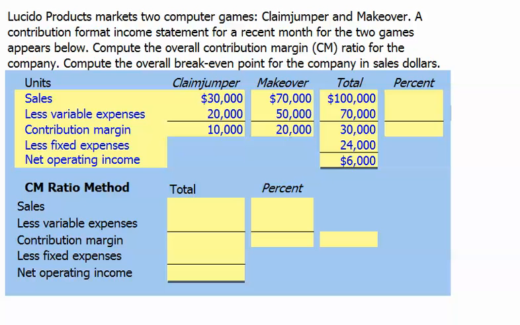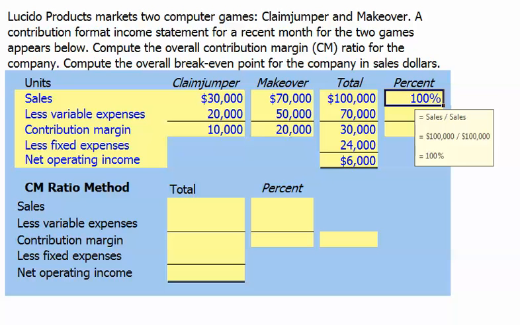in sales dollars. Again, we'll ignore the individual data for the Claim Jumper and the Makeover for calculating our company's overall break-even point. What's important simply is our total sales and our total variable expenses. Let's go ahead and calculate our contribution margin ratio for the entire company.